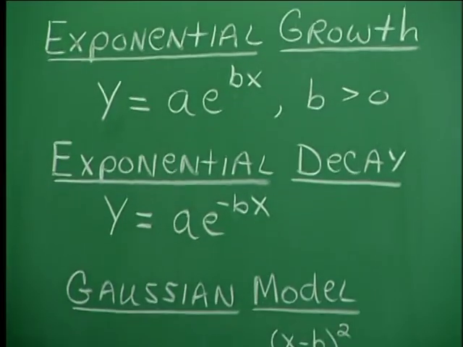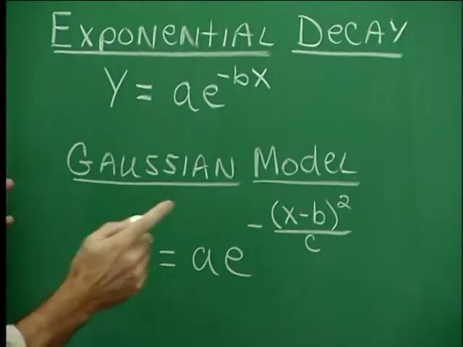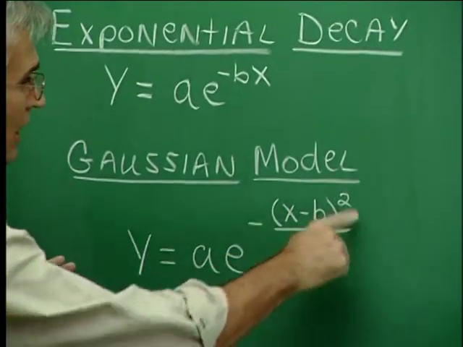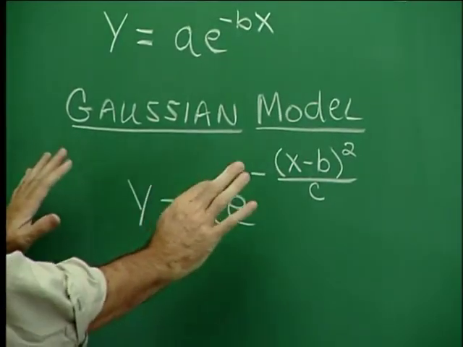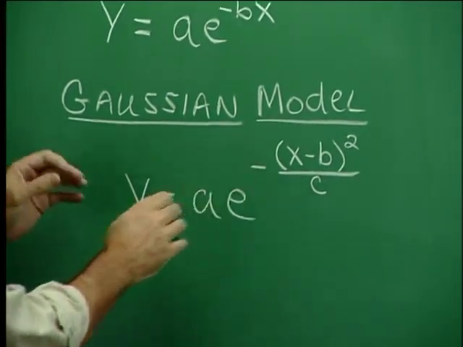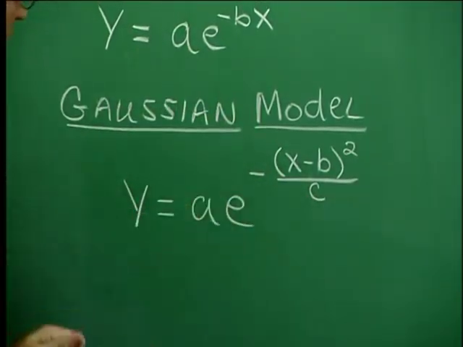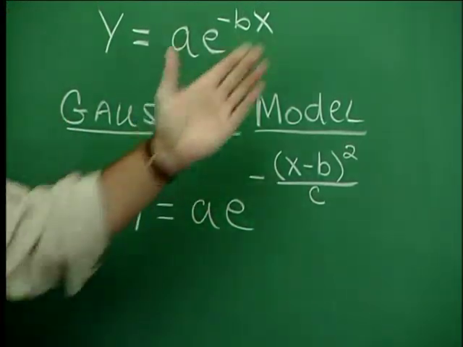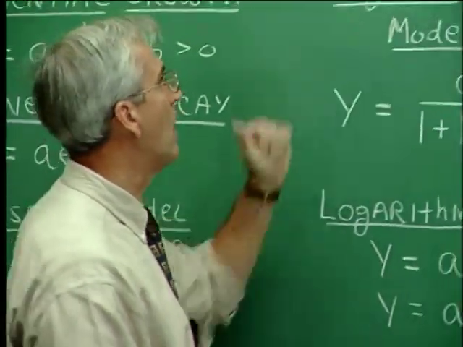Another kind of model is a Gaussian model, and it has this kind of equation. Looks a little convoluted here. All the action is out here in the exponent. But this kind of model is one that has a graph which is a bell-shaped curve, and it's used often in statistics. This one is a logistic growth model.